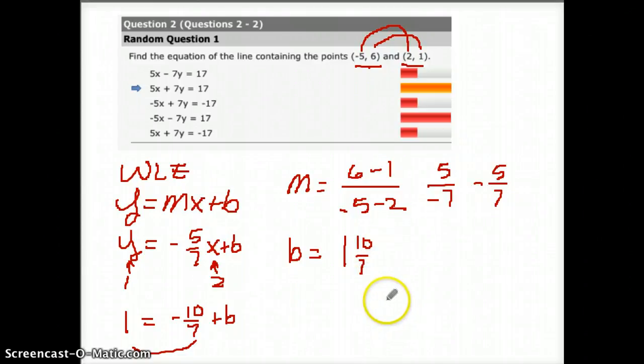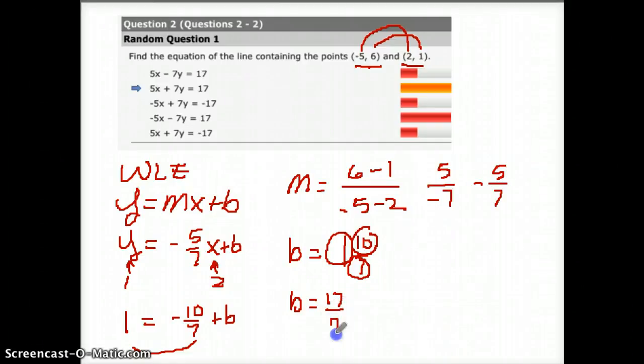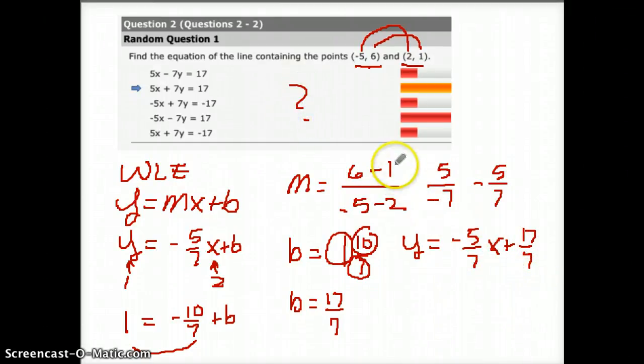The easiest way to clean that up is change this to an improper fraction. 7 times 1 is 7. Added to 10 is 17. b is equal to 17 over 7. Now, let's rewrite our problem. Y is equal to negative 5 over 7 x plus 17 over 7. Now, we're ready to look for that over at the answers here, and we don't see that. So this is called slope-intercept form, and all of those answers are in standard form.